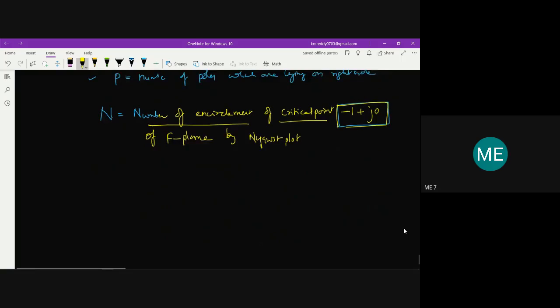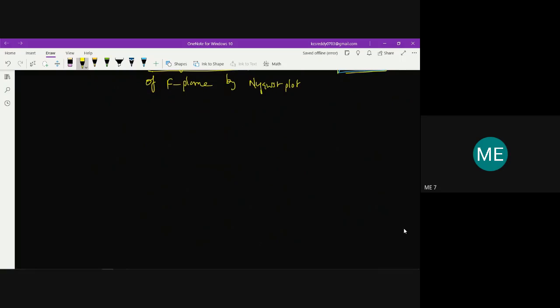Now we will discuss the generalized Nyquist path, how the Nyquist path will be taken, and its mapping.